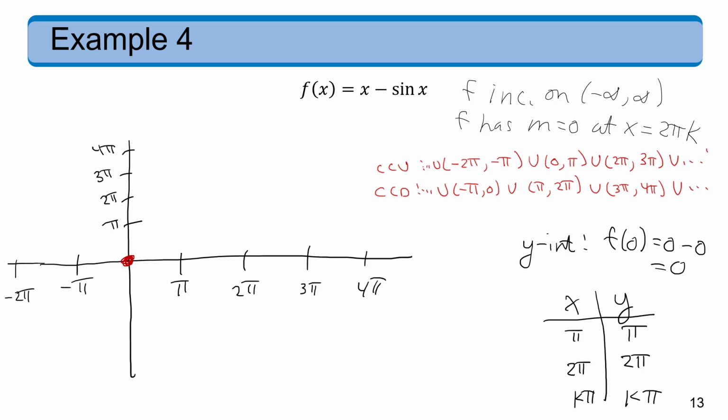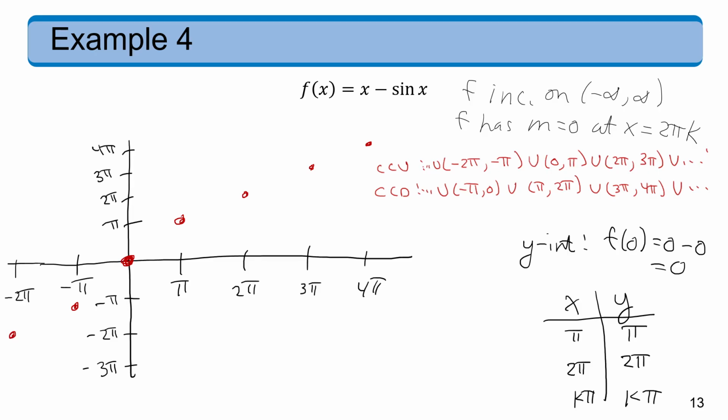And we'll show some in the negative direction. Okay, so let's plot these other points we found. So we had pi, pi, 2 pi, 2 pi. Notice we'll get 3 pi, 3 pi, 4 pi, 4 pi. When we choose x negative pi, the y output will be negative pi. And then negative 2 pi comma negative 2 pi.